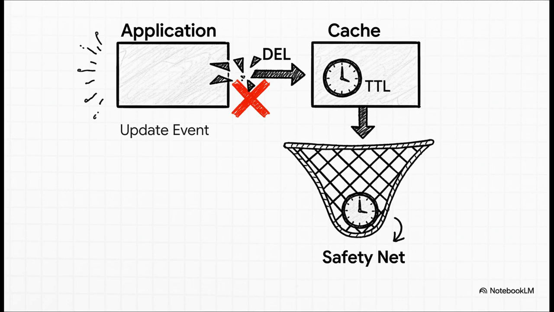But you also put a TTL on everything in the cache. Why? Think of it as a safety net. If, for some weird reason, that delete command fails, maybe there was a network blip, the TTL ensures that the stale data won't live in your cache forever. It'll get cleaned up eventually.